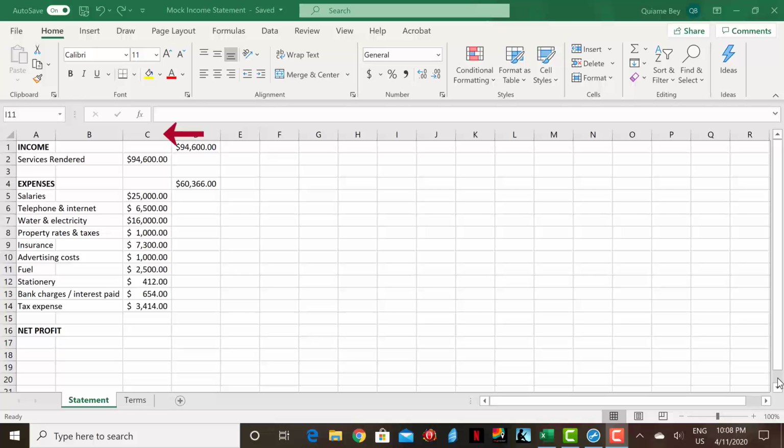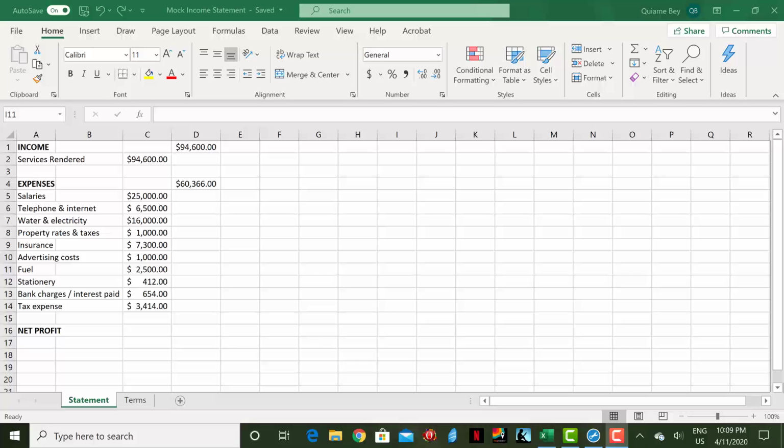Column C is used to insert the data for each subcategory, the amount for each specific activity. Column D is used to insert the total of each subcategory, which will then become the total for the main category. So as we see with services rendered, the total amount of services rendered is $94,600. So the total income reported will be $94,600. The same applies to expenses.